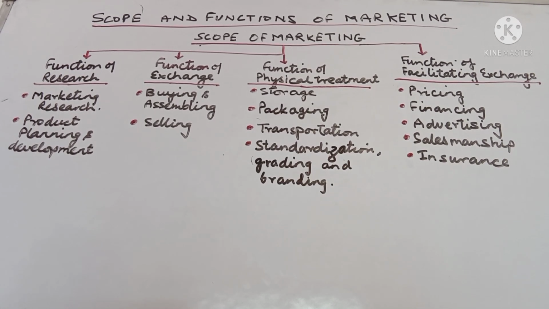The third function is physical treatment. Physical treatment involves standardization, grading, and branding of the product, the transportation aspect, the packaging aspect, and the storage aspect. When we talk about storage, the goods are generally produced in anticipation of demand, that we all know. They have to be stored properly in warehouses to protect them from any damage which may be caused by ants, rats, sun, moisture, theft, etc.